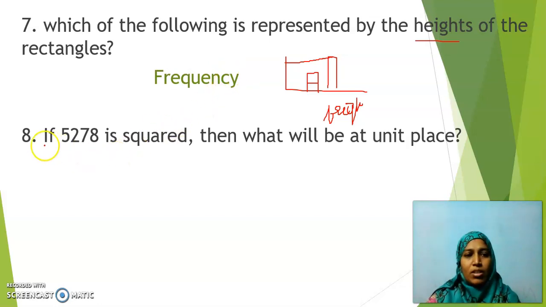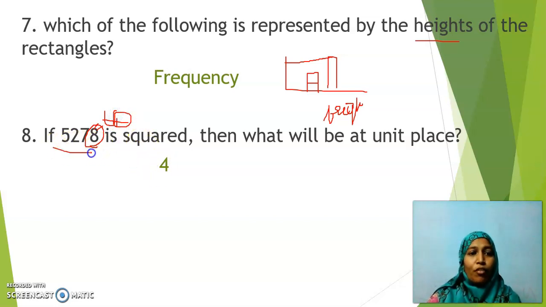Okay. Now next question here. If 5278 is squared, then what will be at the units place? We all know that on the basis of the unit digit we can decide. What is 8 squared? We get 64, isn't it? What is the unit digit in 64? 4. The same will be the unit digit for 5278 squared also. Okay, so the answer is 4.